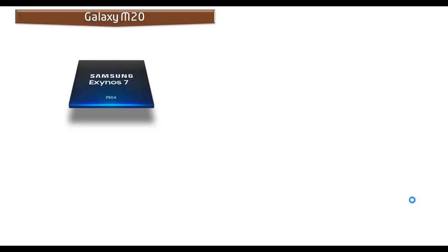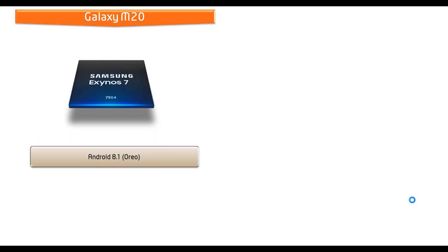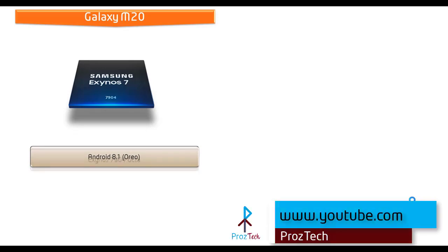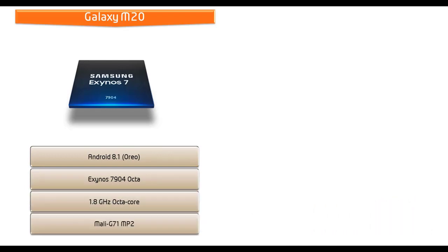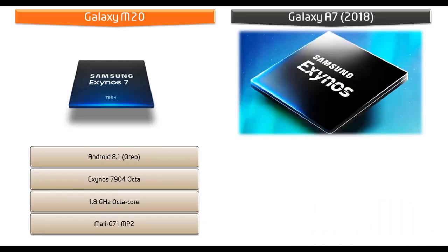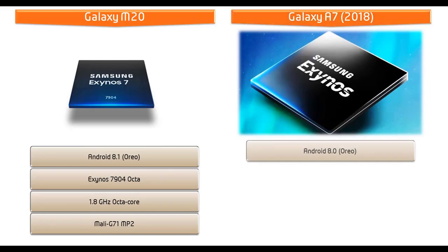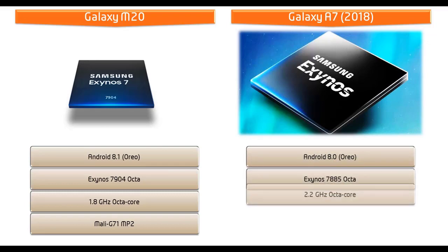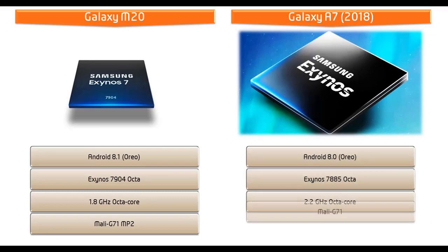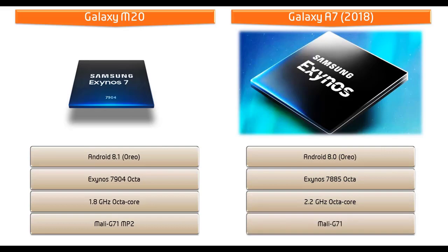Friends, let's start with Samsung Galaxy M20. It runs Android 8.1 Oreo with the Experience 9.5 and is powered by Exynos 7904 processor with 1.8 GHz octa-core and GPU Mali G71 MP2. Friends, so starting with the Galaxy A7 2018, it runs Android 8.0 Oreo and is powered by Exynos 7885 octa processor with 2.2 GHz octa-core and Mali G71 GPU.